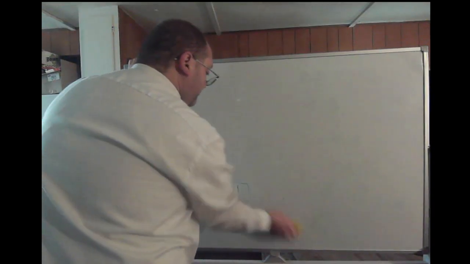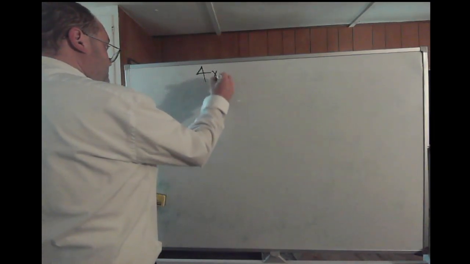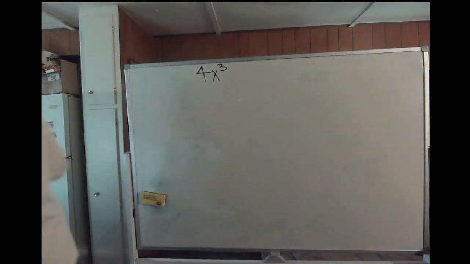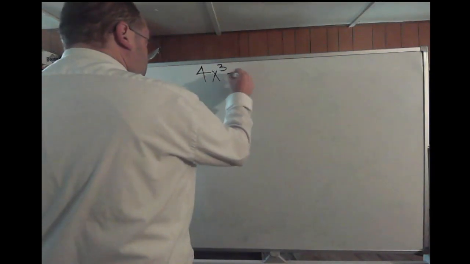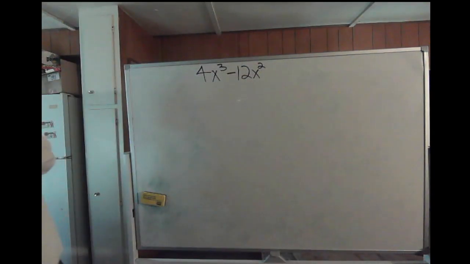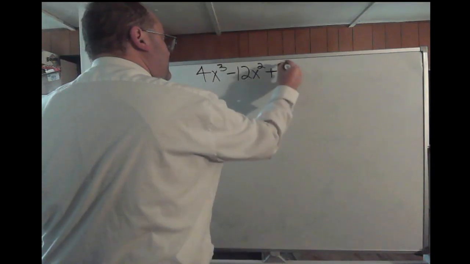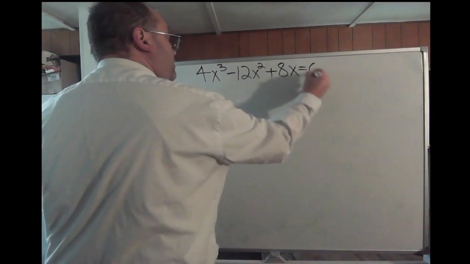We're not terribly far from done with this today. Alright, let's move on here. Got about 6 more examples. So we have 4x to the third minus 12x to the second plus 8x equal to 0.